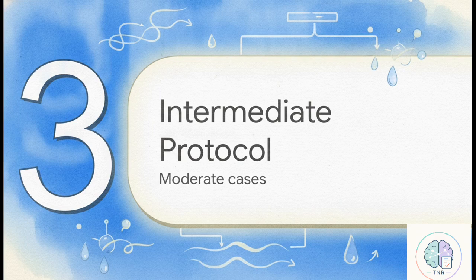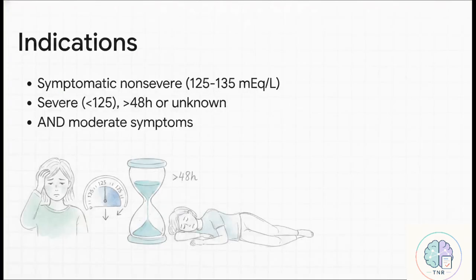All right, let's shift gears to part 3, the intermediate treatment protocol. You're going to use this protocol for 2 main patient groups. First, symptomatic patients whose sodium isn't severe, hovering between 125 and 135. Second, patients with severe hyponatremia under 125, where the duration is chronic or unknown and their symptoms are just moderate or nonspecific, like a nagging headache or lethargy.